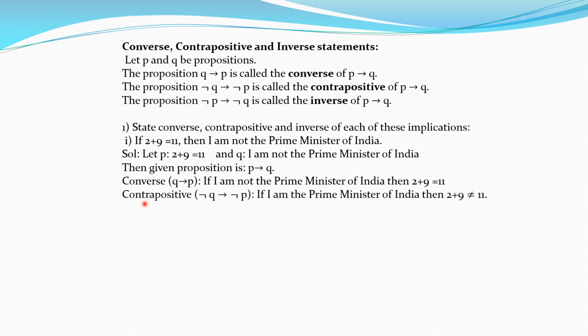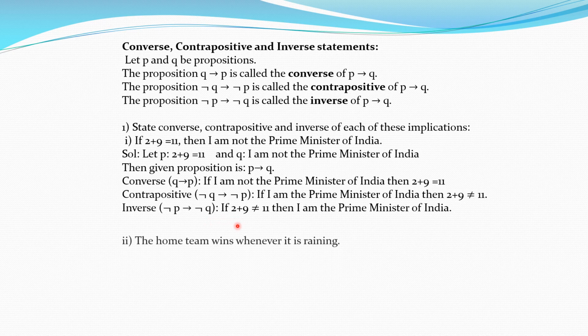Contrapositive is not Q implication not P. That is, if not Q then not P. So after if we have to write the not Q statement, then not P. If I am the Prime Minister of India, because already in Q not is there, if I am the Prime Minister of India, then not P means 2 plus 9 not equal to 11. Now the last is the inverse, that is not P implies not Q. If 2 plus 9 not equal to 11, then I am the Prime Minister of India.